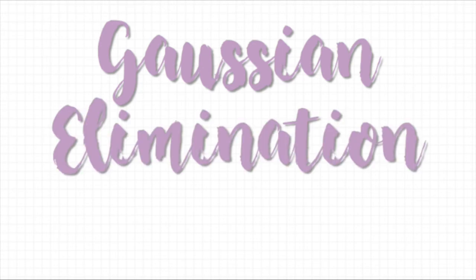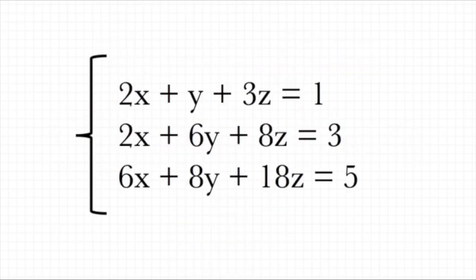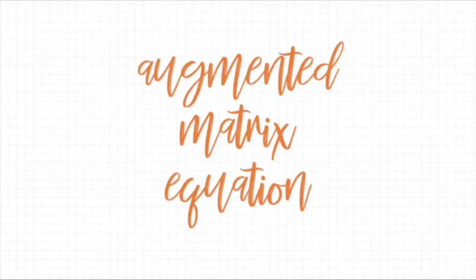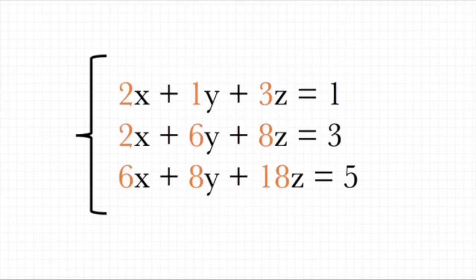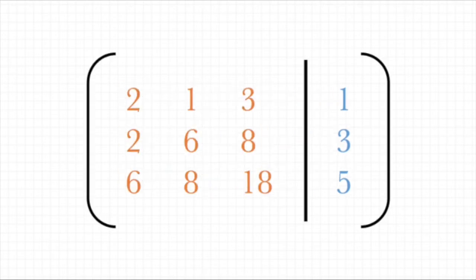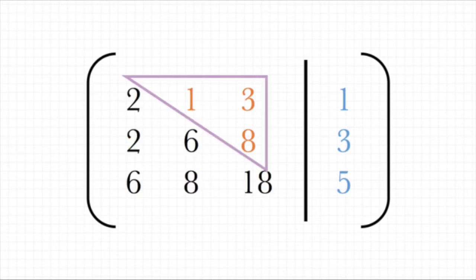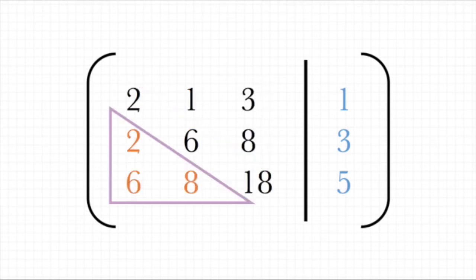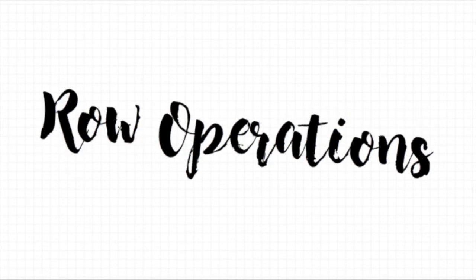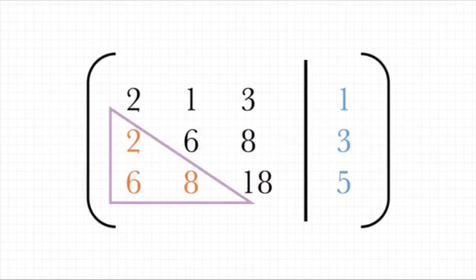Lastly, let us discuss Gaussian elimination. In Gaussian elimination, we have to turn the following system of linear equations into what's known as an augmented matrix equation. To do this, we need to augment the matrix containing the coefficients of the variables and the matrix containing the constants. Next, we need to find a way to turn the matrix of coefficients into a triangle matrix, either an upper or lower one. To do this, we make use of what's known as row operations.